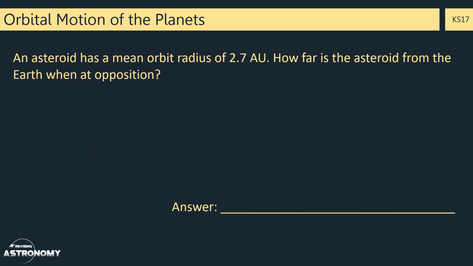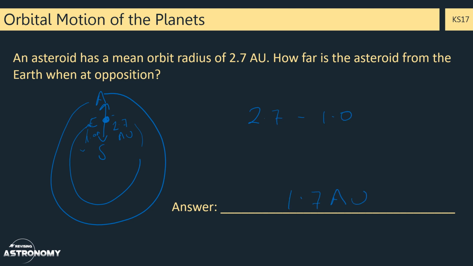Again, these don't have to just be with planets. So an asteroid has a mean orbit radius of 2.7 astronomical units. So the asteroid is here at 2.7 astronomical units. How far is the asteroid from the Earth when it's at opposition? So if it's at opposition, that means that the Earth would be on the same side there. So the asteroid would be on the opposite side of the Sun than the Earth. So we know therefore the distance between the Earth and the Sun is 1 astronomical unit here to here. So what's left must be 2.7 minus 1, which is 1.7 astronomical units.